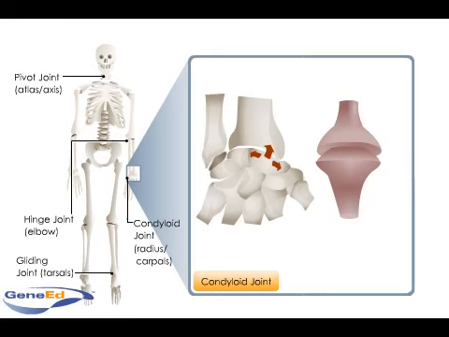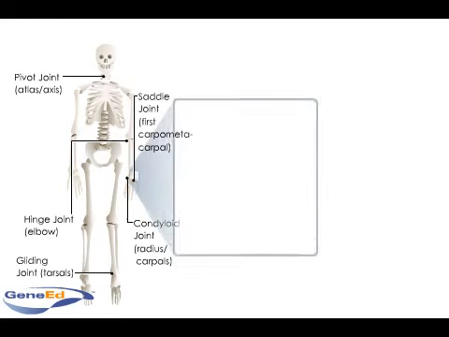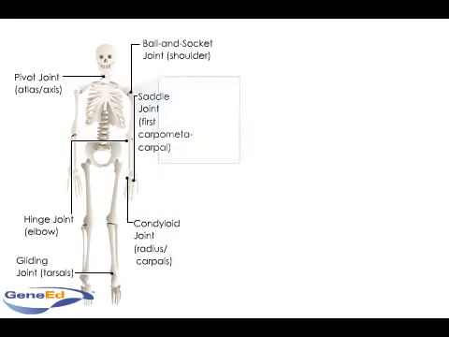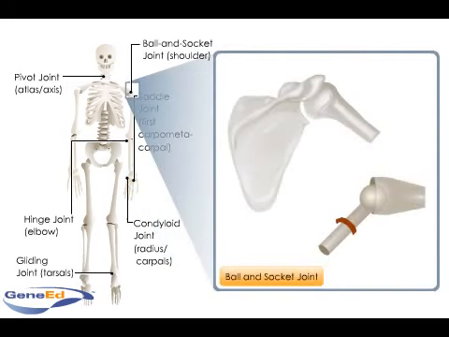Convex and concave areas form like a saddle to make saddle joints. Found in the thumb or first carpometacarpal joint, for example, these joints permit the same range of motion as condyloid joints. A spherical head on one bone fits into a round socket of a second bone to form a ball and socket joint. As in the shoulder and hip joints, these multi-axial joints allow movement on all axes, including rotation.